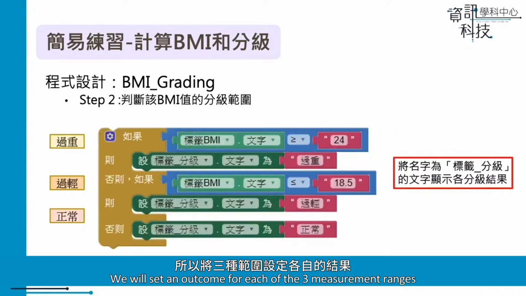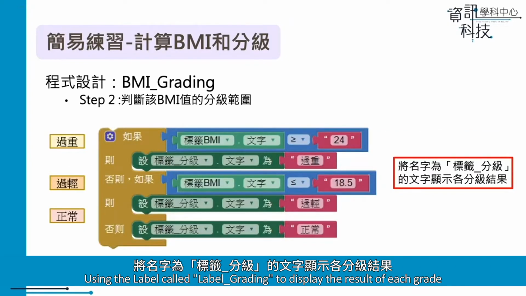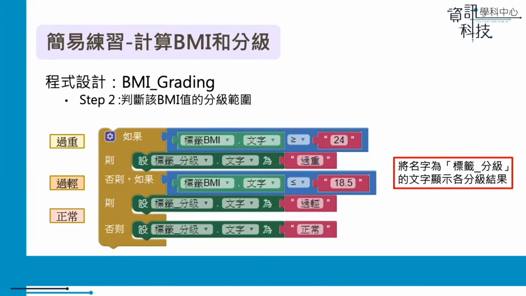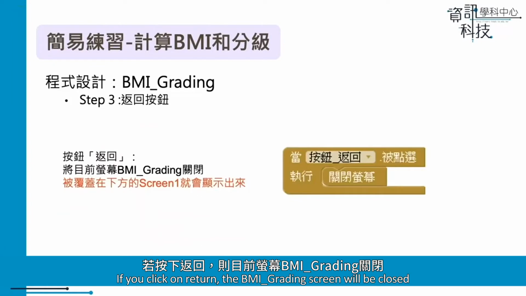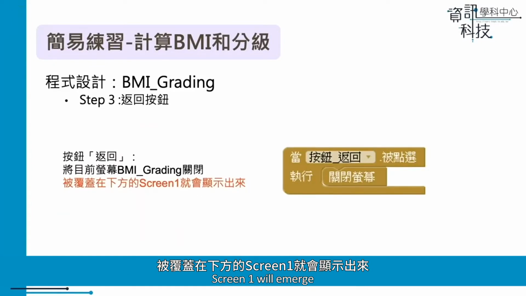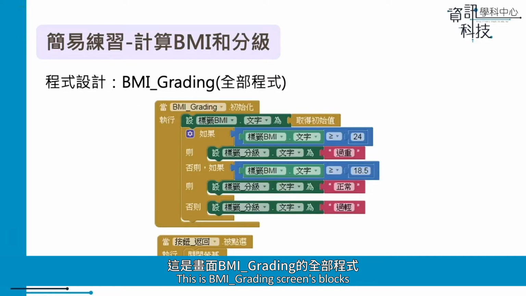We will set an outcome for each of the 3 measurement ranges, using the label called Label Grading to display the result of each grade. If you click on Return, the BMI grading screen will be closed. Screen 1 will emerge. This is the BMI grading screen's blocks.